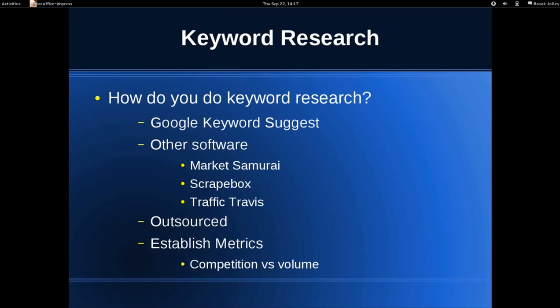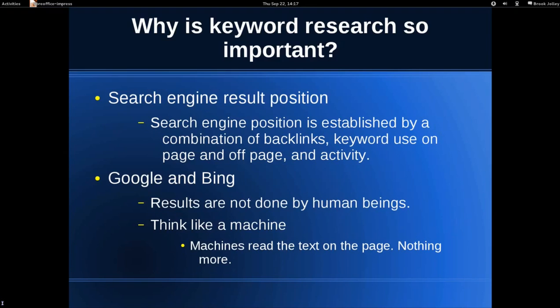However, if you're trying to target San Antonio auto insurance, probably got a heck of a lot better chance. So you got to establish some sort of a metric, find a keyword that people do search for, and then figure out what your competition level is going to be so you can see if you can rank for it. Why is this all important? The importance of keywords is established in 2 ways.